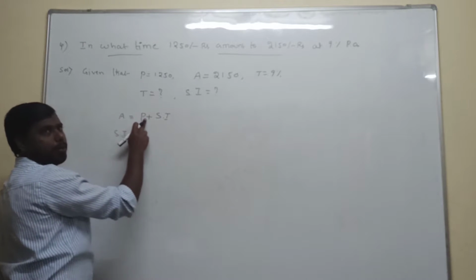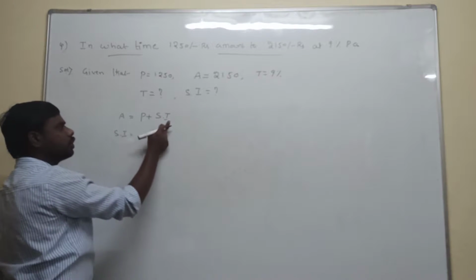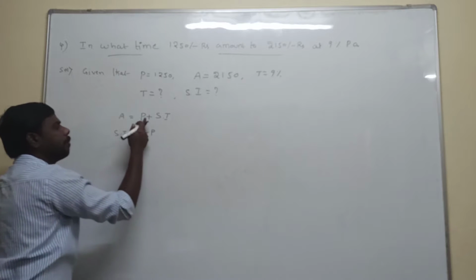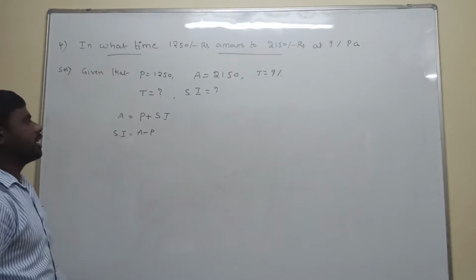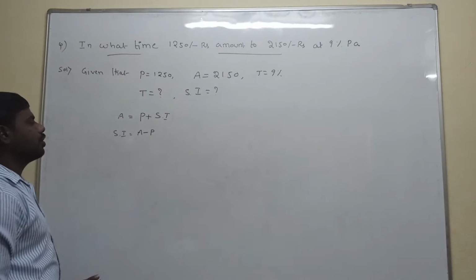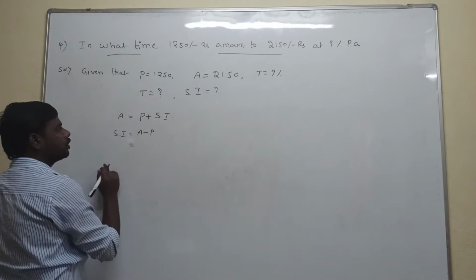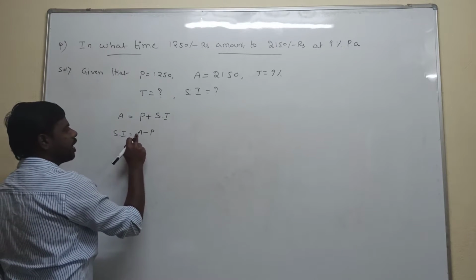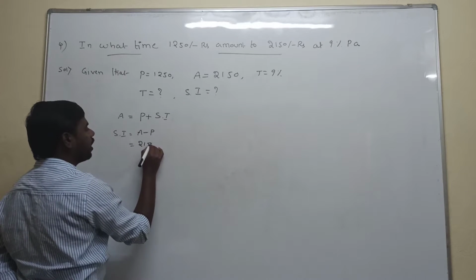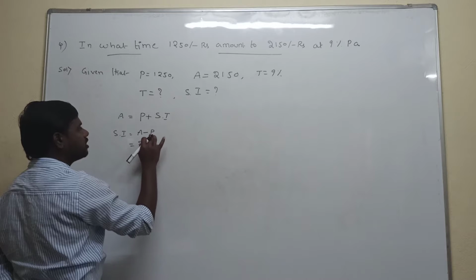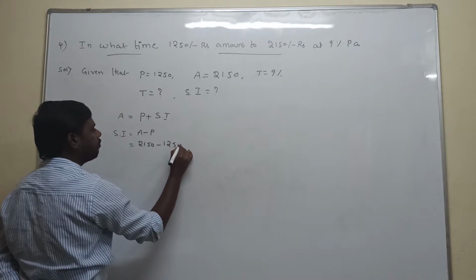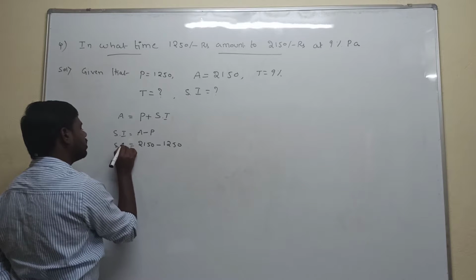Principal P, bring it from the RHS to the LHS. A minus P plus P, take that side: A minus P. That is, simple interest is equal to A minus P. Now we are substituting the values. What is the capital A amount given? 2150. What is the principal amount given? 1250.